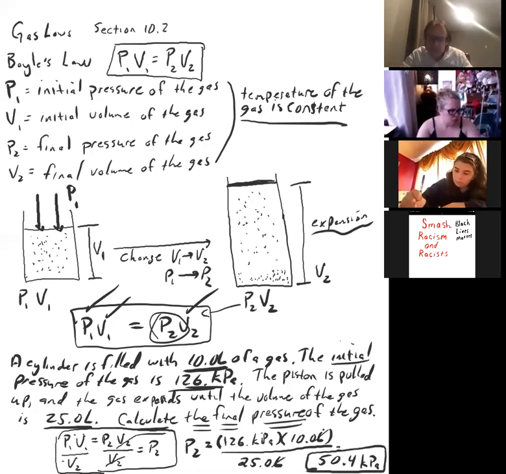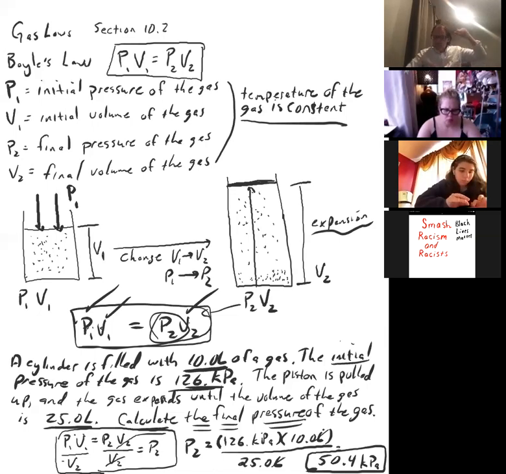And I'll point out something about this problem just so that you can think about it for yourself. If a gas expands, if V2 is larger than V1, P2 has to be smaller than P1. And the reason for that is this equation. If I make the pressure bigger, the volume has to get smaller because the two multiplied together have to be constant. So expansion of a gas will always result in lower pressure, and compression of a gas, meaning it's getting smaller, will always result in an increase in pressure.